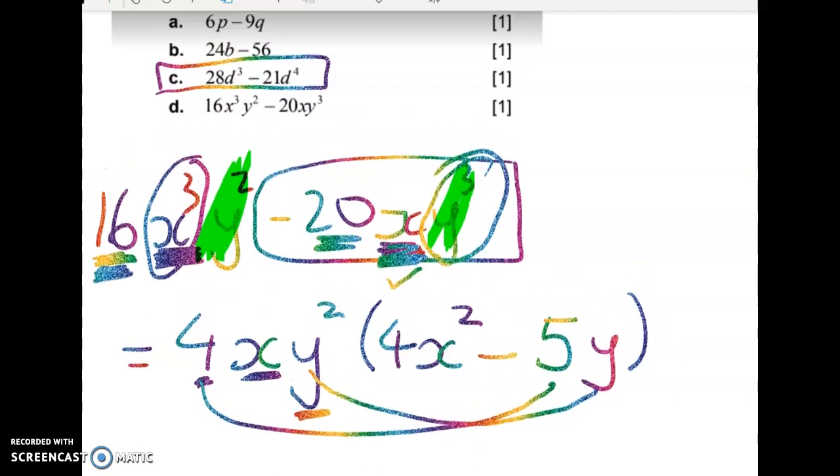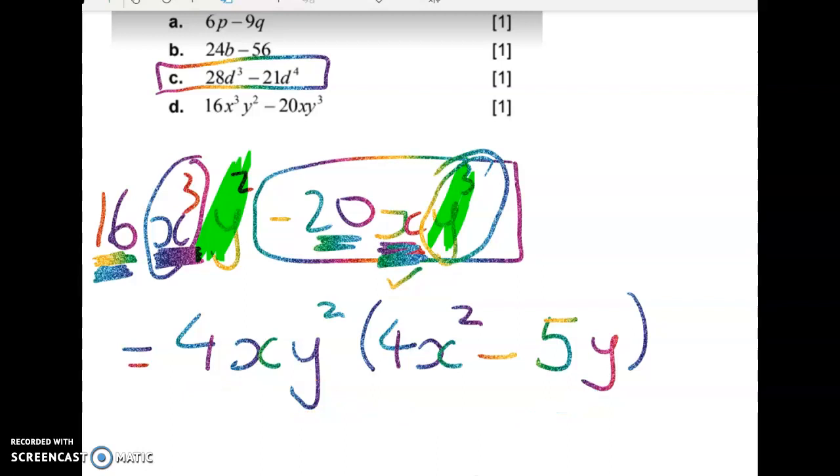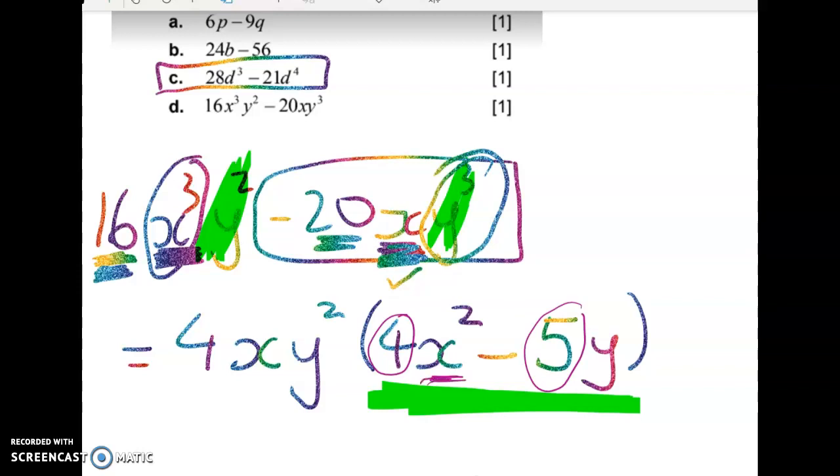Let's just take a look at why it's my final answer. We'll just clean up some of this mess. Right, it's my final answer because when I look at this bit, I don't have any common factors left. I've got a 4 here and I've got a 5 here. They don't have a common factor except for 1. And I've got x squared here and y here. So we're done. So that's a little bit of factorizing practice.